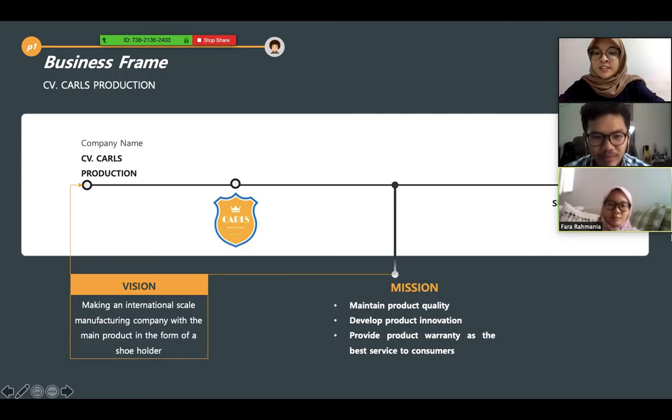This is our business frame. The company name is CV Carl's Production. The logo is shown there, and the vision is making an international scale manufacturing company with the main product in the form of a shoe holder. The missions are written down below.